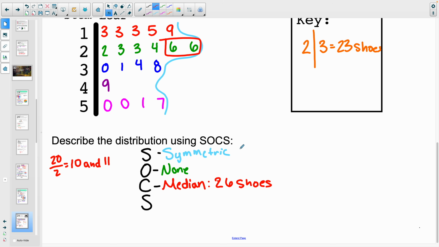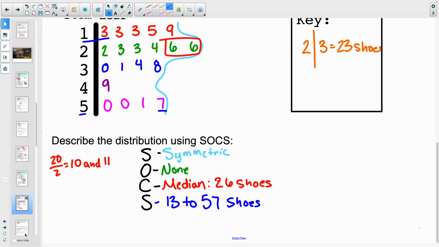And lastly, the spread. Fairly simple. Just look at the lowest number, which is going to be found here at 13. So we say 13 to the biggest number, which is the bottom and the last number here, so 57. So 13 to 57 shoes. Okay, so that is a stem plot from start to finish. All right, let's go ahead and flip the page. And that's our last page for the notes today.